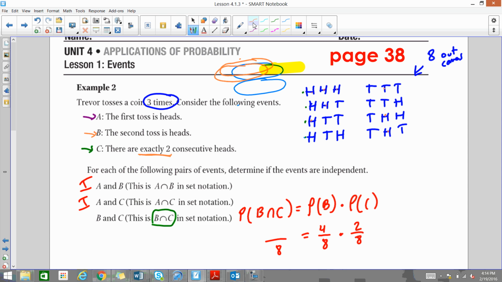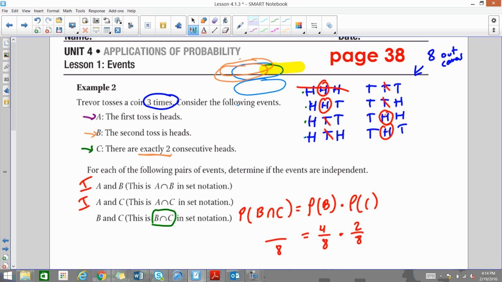So we need the second toss heads and exactly 2 consecutive heads. So we look here. Second toss is heads, second toss is heads. So we can only look at the ones that we circled. We need second toss is heads and exactly 2 consecutive heads. Well, I got head, good, but oh, there's a third head. So no, that's out.